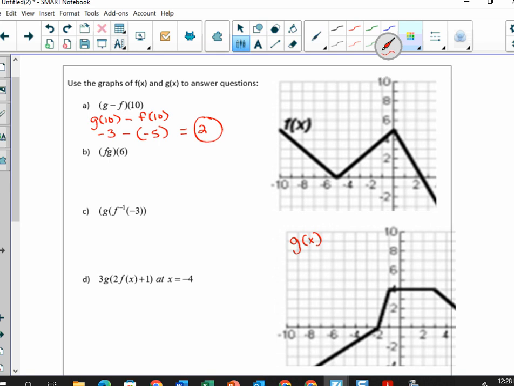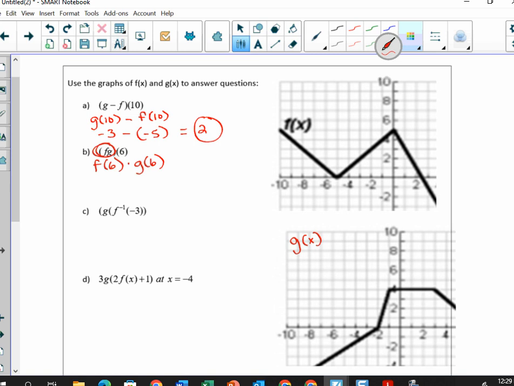All right, try letter B. That's the last one we're doing in this part, okay? So you need to think about f of 6 times g of 6. Well, in here, that's f times g, right? Whatever that operation is, that's the one you're going to do.